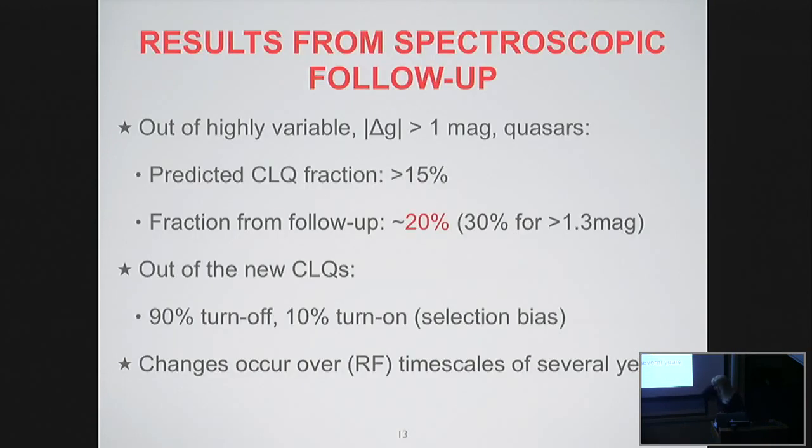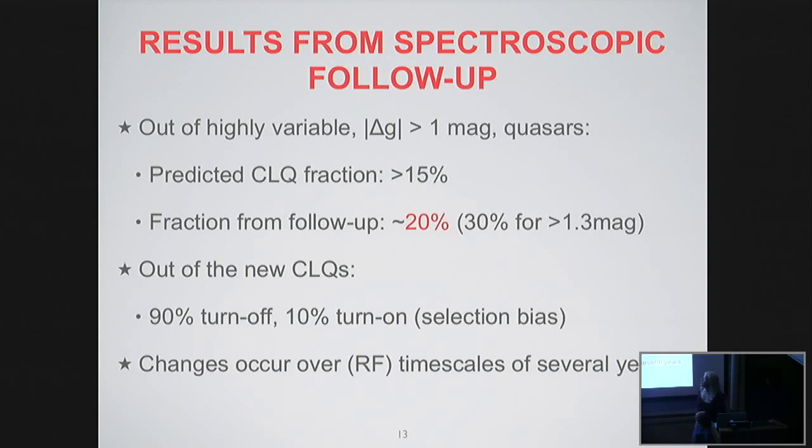Okay, so to summarize the results from our spectroscopic follow-up program: out of the highly variable, greater than 1 magnitude photometric changes, the predicted changing look quasar fraction is greater than 15%, and this comes from that paper of the systematic search.